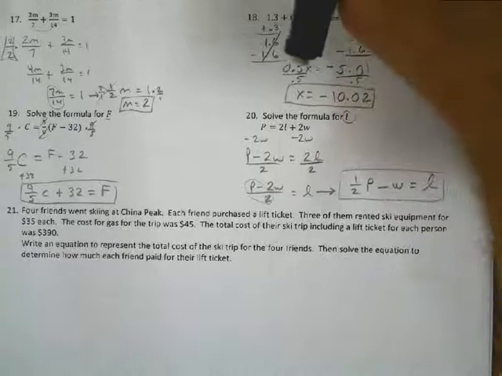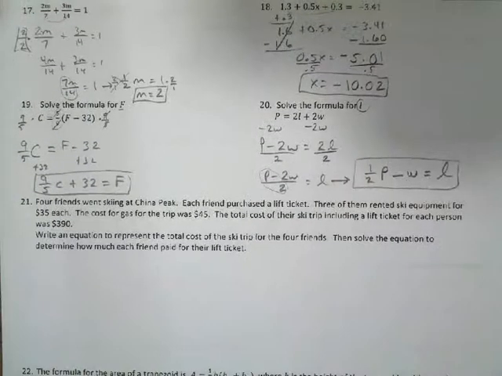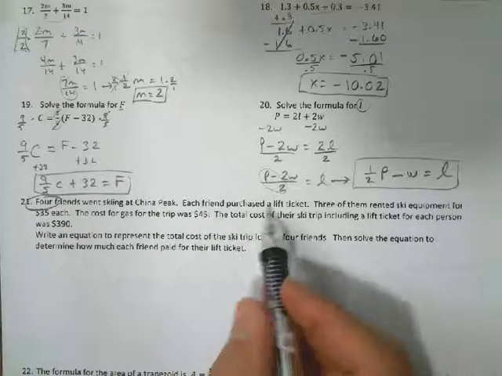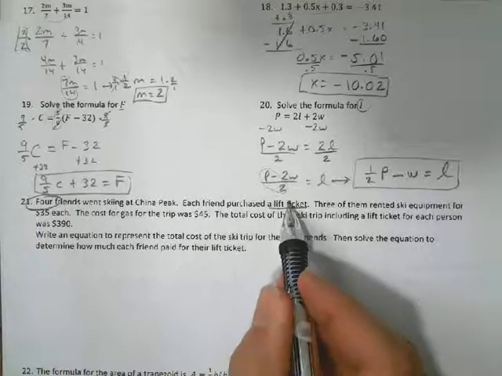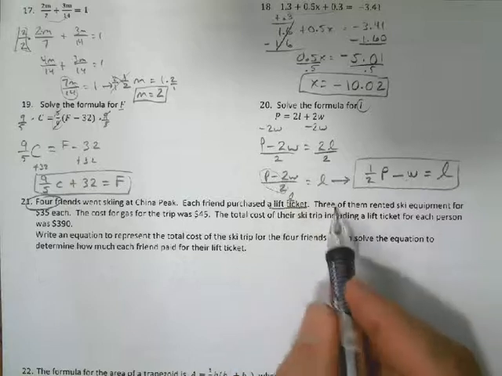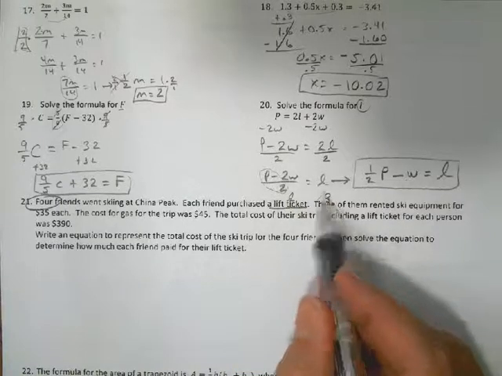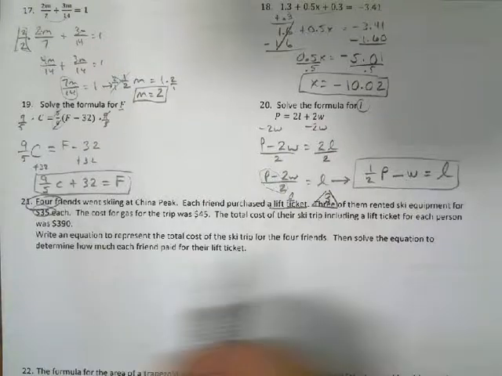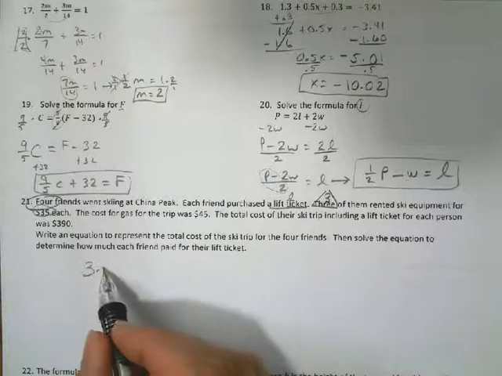In number 21 in the word problem, it says that 4 friends, so we know there's 4 people, went skiing at China Peak. Each friend purchased a lift ticket. So we have a lift ticket. We'll call that L. 3 of these guys rented ski equipment for $35 each. Okay, so 3 of them got ski equipment.